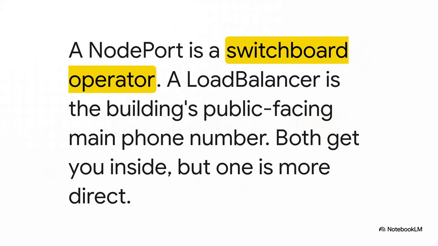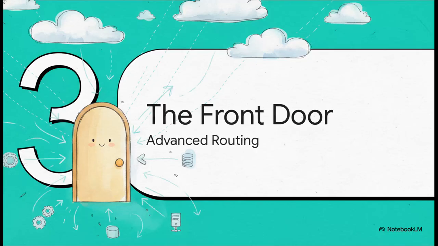Let's bring back our phone analogy. A node port is like knowing the direct number for the company's switchboard operator. Yeah, they can connect you, but it's a bit clunky and indirect. A load balancer, on the other hand, is the official, public 1-800 number for the entire company. It's reliable, professional, and the way customers are meant to get in touch. But hang on a minute.